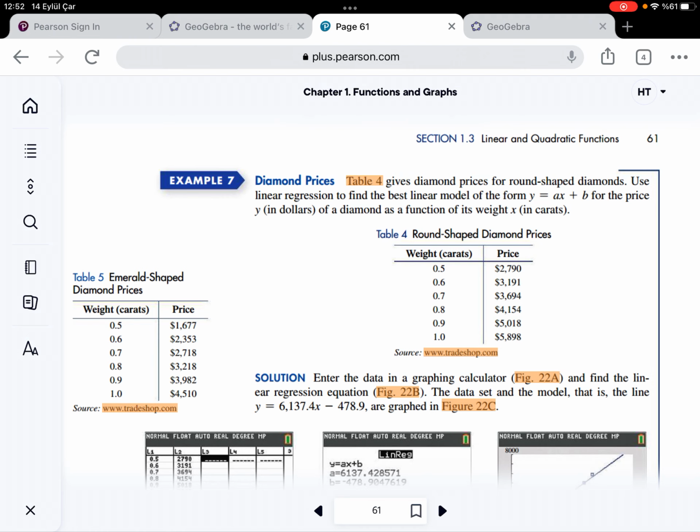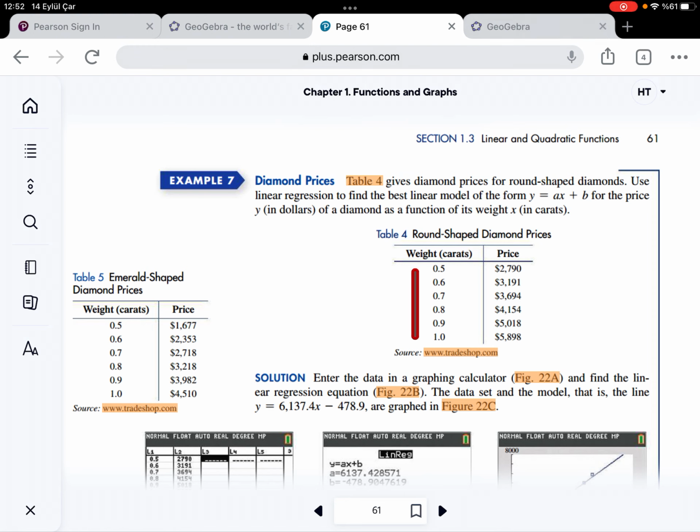So let's look at example 7. Example 7 illustrates how a graphing calculator can be used. Actually, your textbook uses some graphing calculator, but I will explain by using GeoGebra, to produce a scatter plot and a graph of the points in the data set and to find the linear or quadratic regression model. So by using GeoGebra and this data, I will show how you can find the linear and quadratic regression formula or model or function.